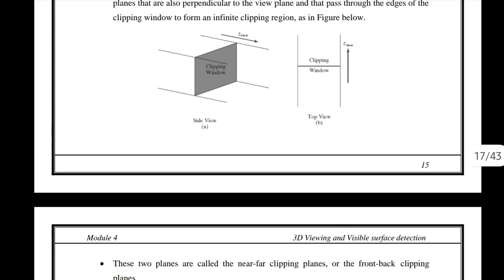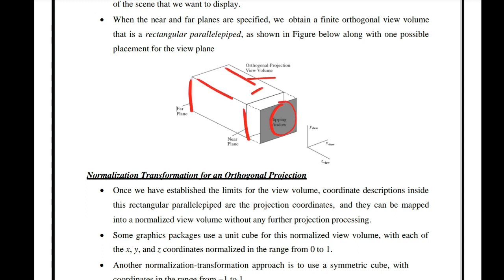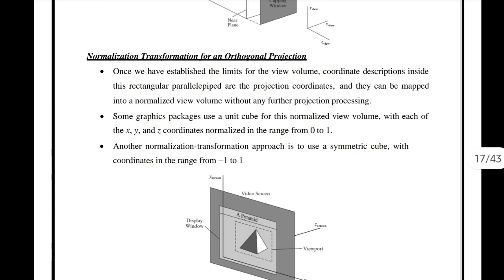And here is the clipping window from different directions: this from the side view and this from the top view. And the volume of the projection is this one, between the near plane and the far plane of the clipping window. What is the volume? The rectangular parallelepiped. That is known as the orthogonal projection view volume.